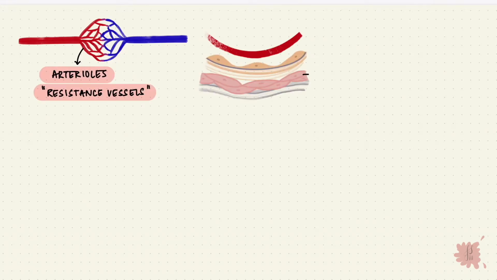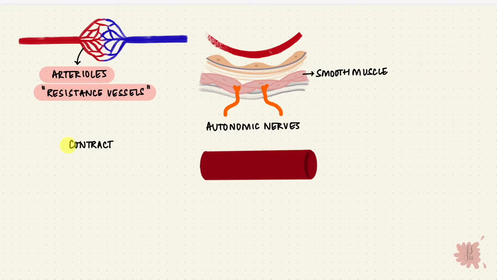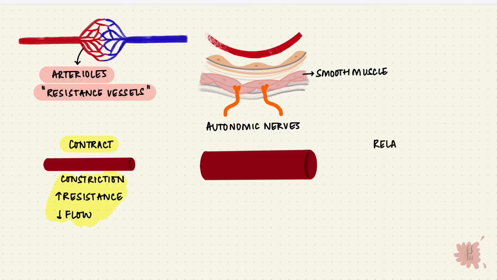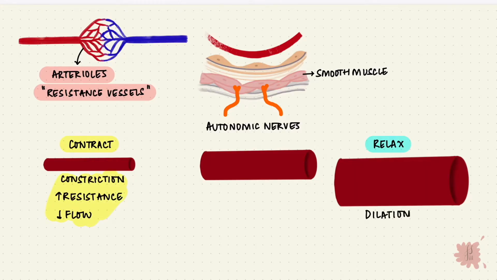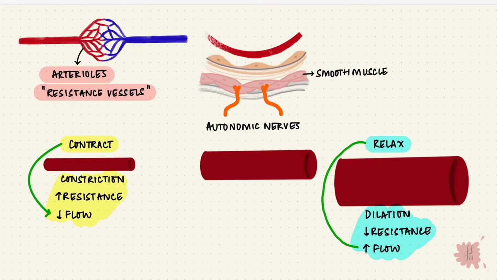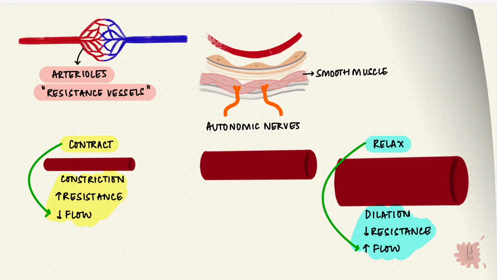They have smooth muscles in their wall that are innervated by the autonomic nerves. So when these muscles contract, the vessels constrict, the resistance increases, and the flow reduces. When they relax, the vessels dilate, the resistance reduces, and the flow increases. So this innervation is what regulates flow through circulation by altering the resistance of the vessels.